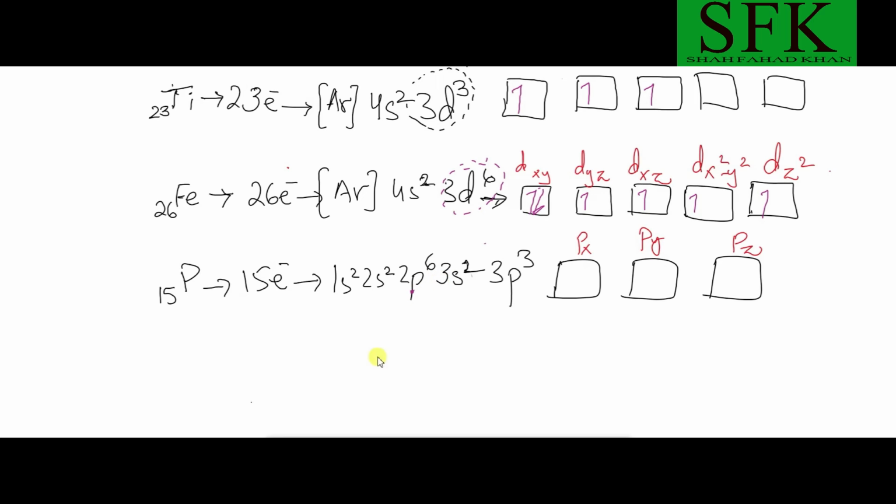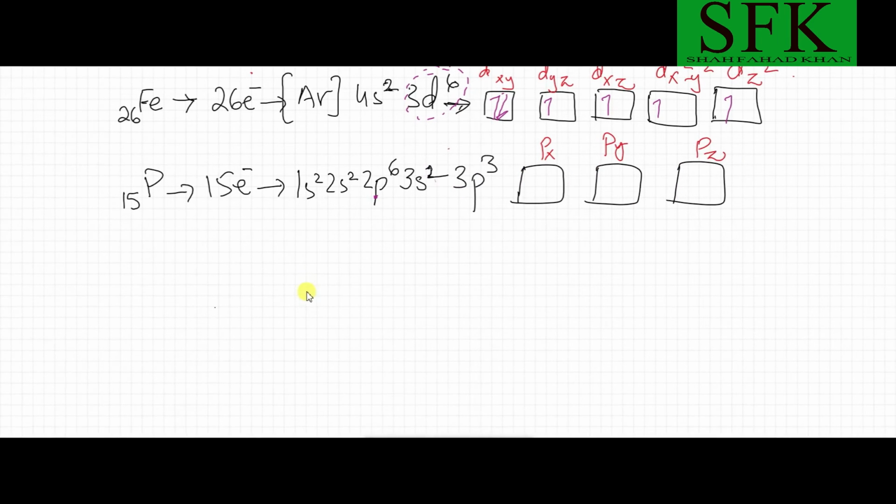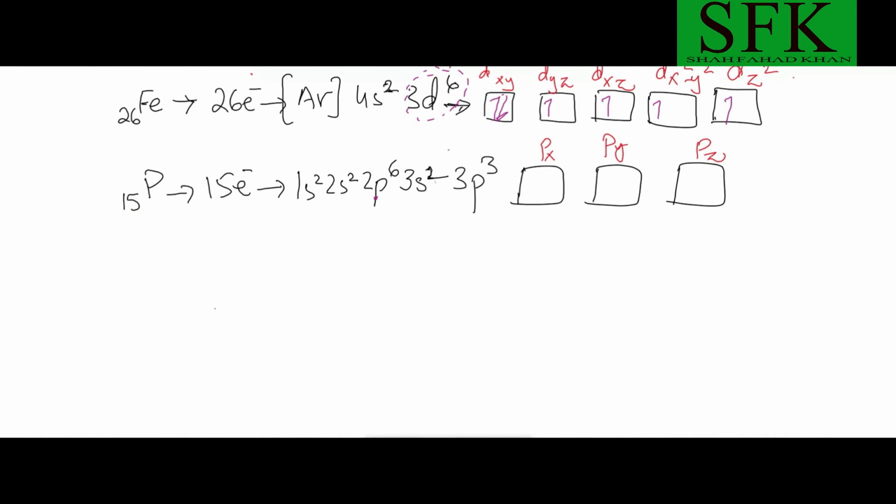Now, coming to phosphorus 15. Let's look at the 3p3 electrons. The p subshell has three orbitals as well, px, py, and pz. The three electrons of the 3p will start filling the px, py, pz singly first. So 1, 2, and 3, and that's it. This is the electronic configuration of the 3p3 electrons.